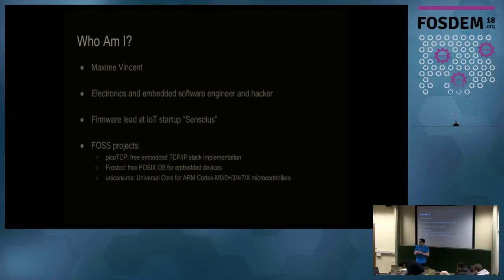I'm also involved in a few free and open source projects, such as Pico TCP, which is a small embedded TCP/IP stack. FROSTED, which is a POSIX implementation for very small embedded devices, so it's like running a small Unix on Cortex-M devices. This project also uses Pico TCP to have full TCP/IP connectivity. Another project is Unicore MX, which is a universal core library with support for clocks, peripherals, UART, etc. Also for the Cortex-M class of devices. So these three projects kind of go together.